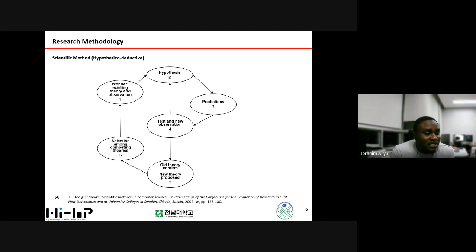The key thing here is literature review. How do you search your literature review? This is where you make the observation. You read from articles, you have to read. Then every other thing falls in place, as we will get to know.